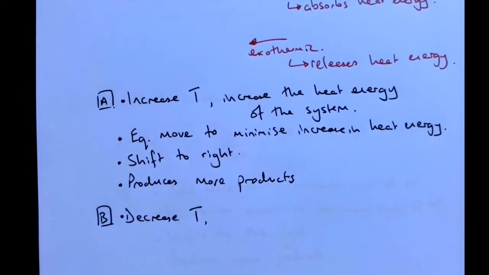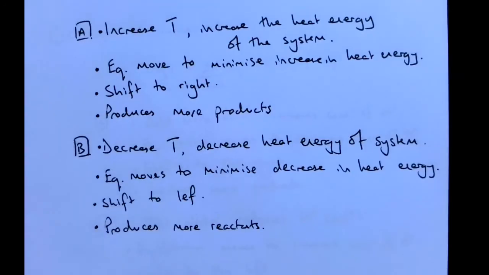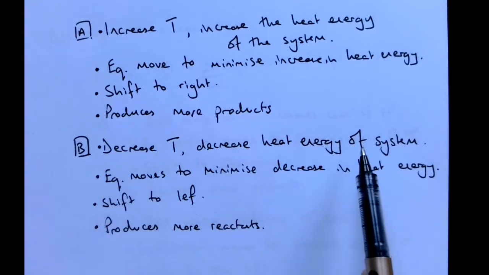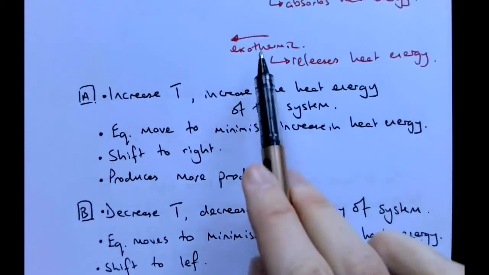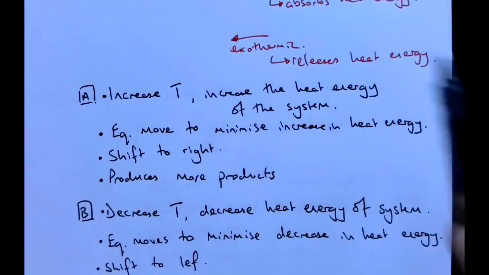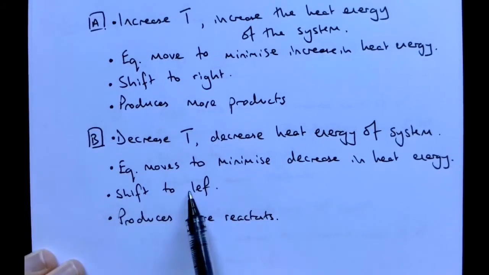How is that going to affect my reaction? So you need to now have a go at that one. Fairly straightforward, just what we've done previously, but the opposite way around. Okay, so you should have got that the decrease in temperature will decrease the heat energy of the system. The equilibrium is going to want to move to minimize that decrease. It can do that by doing the exothermic reaction, because that's going to release heat energy into the system. So if it shifts to the left, favoring the backward reaction, then we will produce more reactants.